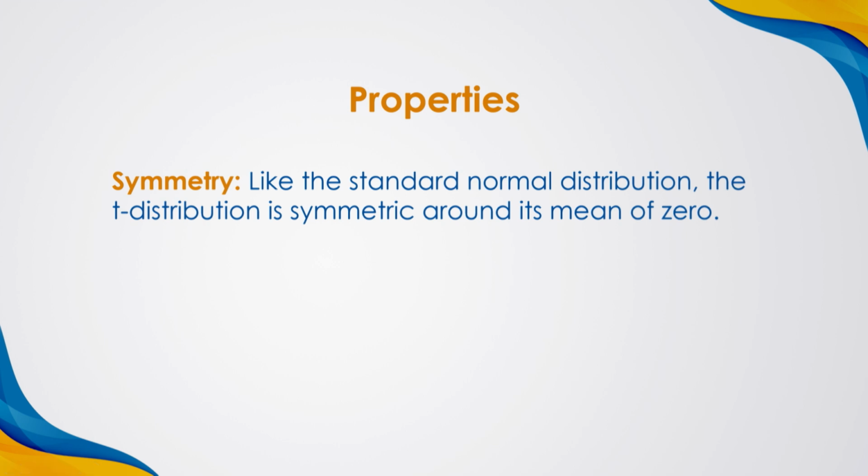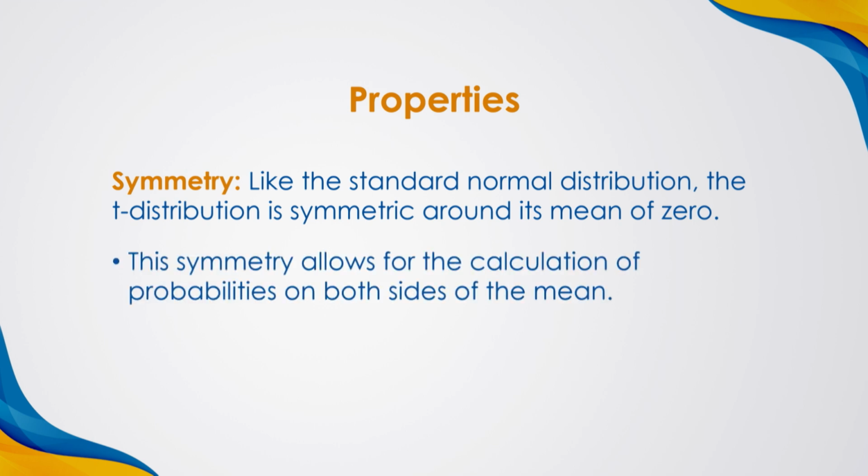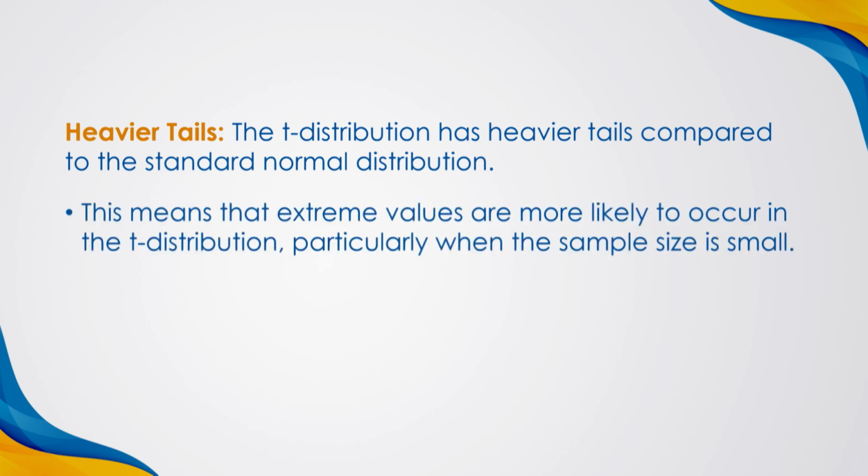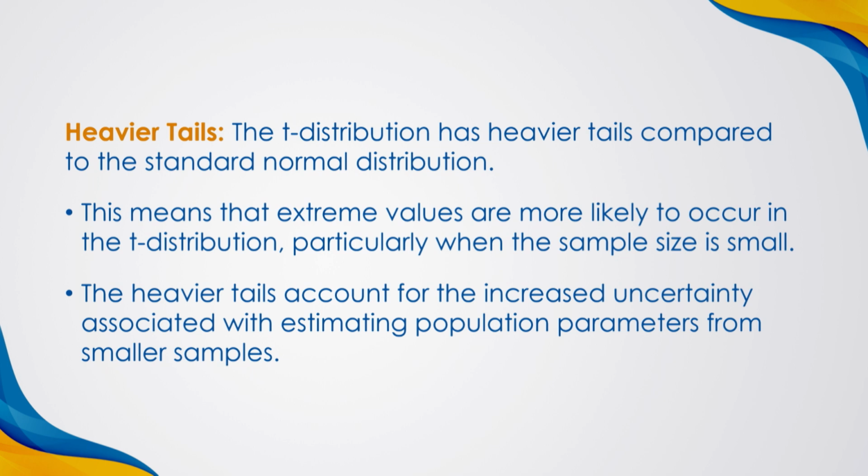Properties. There are several properties. The first property is symmetry. Like the standard normal distribution, the t distribution is symmetric around its mean of 0. The symmetry allows for the calculation of probabilities on both sides of the mean. Heavier tails. This is another property. The t distribution has heavier tails compared to the standard normal distribution. This means that extreme values are more likely to occur in the t distribution, particularly when the sample size is small. The heavier tails account for the increased uncertainty associated with estimating population parameters from smaller samples.